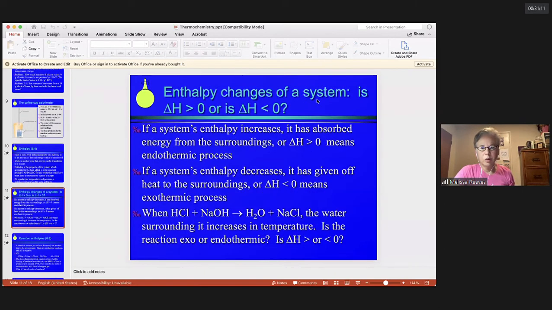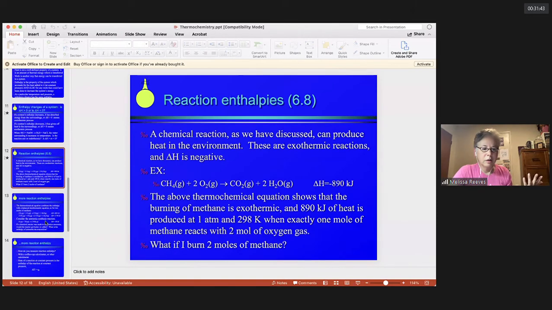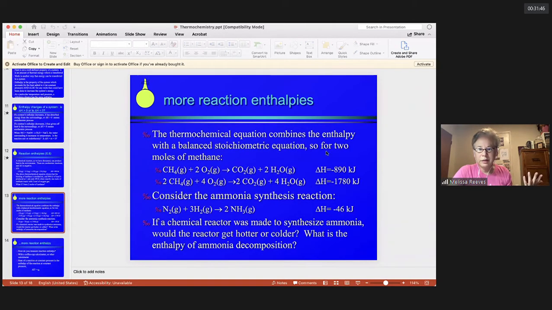So you know that delta H positive, greater than 0, is endothermic, and if it's negative, it's exothermic. And then there are reaction enthalpies that we can calculate. So this thing that's right here on the screen is called a thermochemical equation. It shows you the chemical reaction and then the delta H that goes with that reaction, the enthalpy of the reaction, right? And so there are 3 of them on this page.